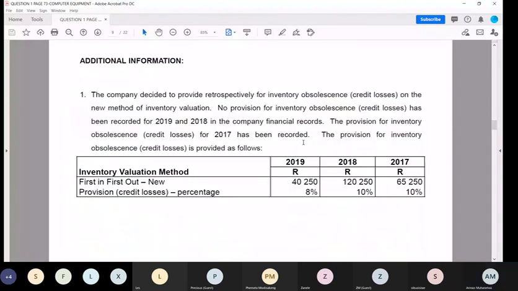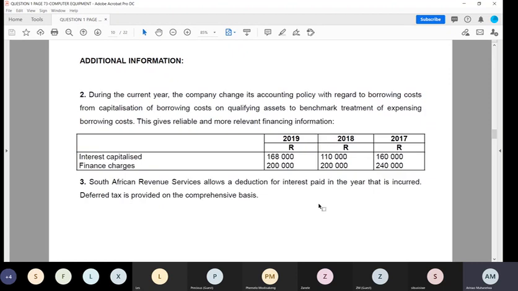Then additional information number 1 is dealing with the change in estimate. So I'm not going to attend to this today. This will be attended to next week. I'm more interested in this additional information number 2. I'm going to read this additional information number 2, and from it we'll discuss it and see what type of calculations we can do.